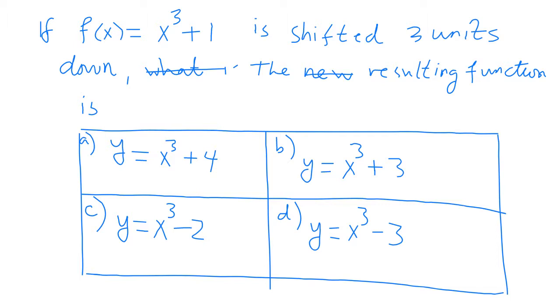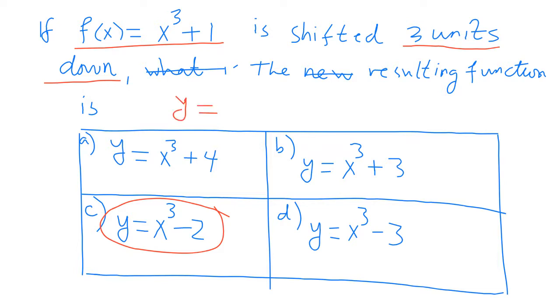Excellent, yes. So this is the new rule. Why? Shifting this 3 units down means I have to subtract 3. So the new equation is x cubed plus 1 minus 3, which is x cubed minus 2.